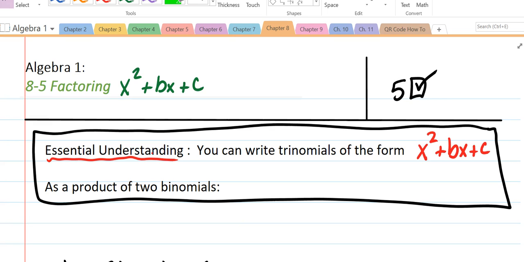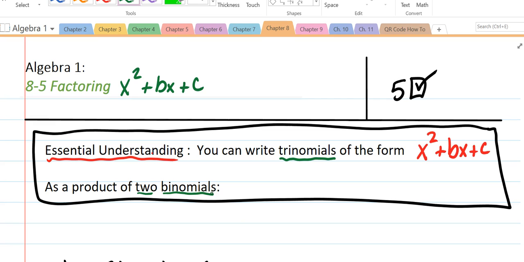You can write trinomials. Don't forget what trinomials are. Trinomials are 3-termed polynomials, such as x squared plus bx plus c, in the form of a product of 2 binomials. And remember, binomials are polynomials that have 2 terms in them, and you can write this as a product of 2 of them together.